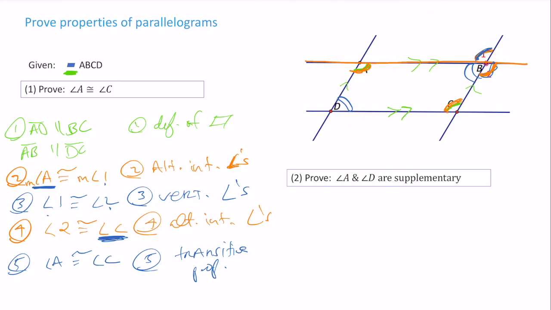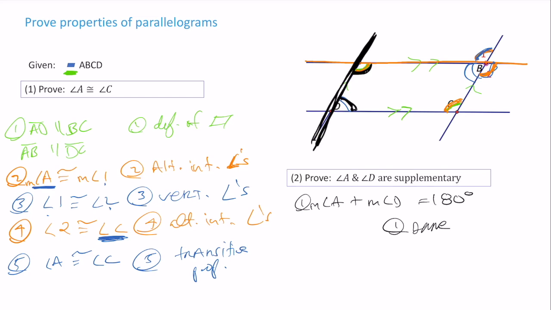Not really. So I have A and D, and what they want to know is that they add up to 180, and that's actually really easy if you remember that, we could think of this as the transversal now, any same side or consecutive interior angles are supplementary. So we already know this. The measure of angle A plus the measure of angle D equals 180 degrees, and the reason is because same side or consecutive interior angles are supplementary.